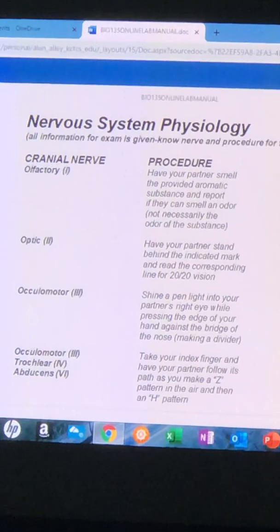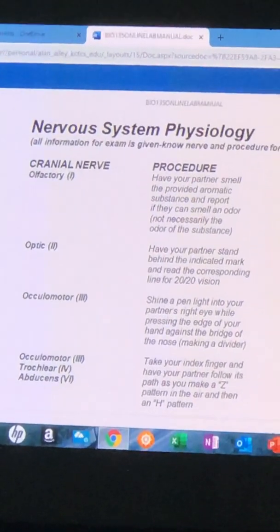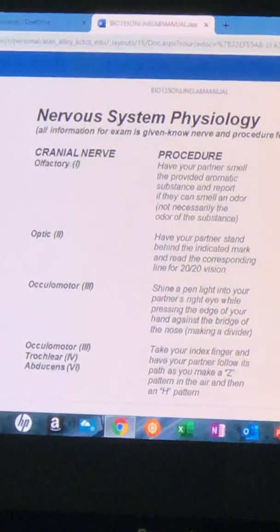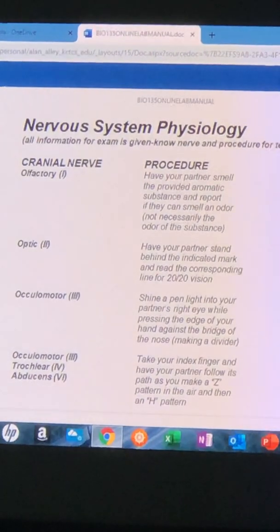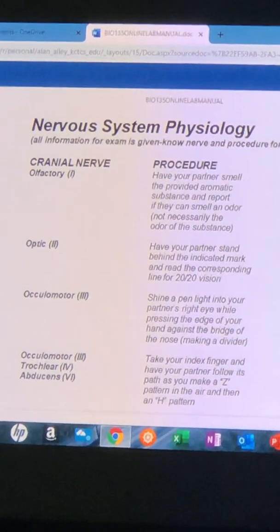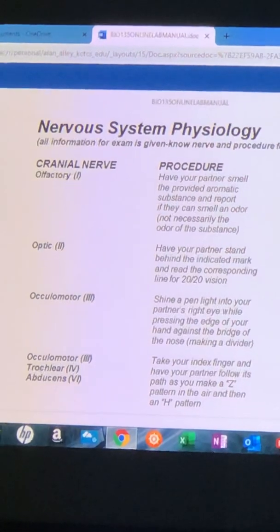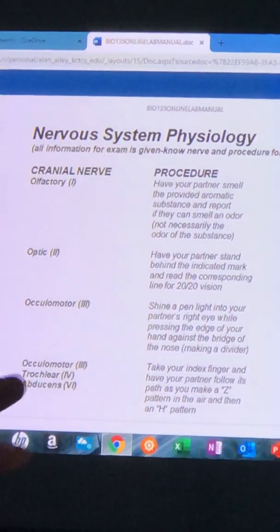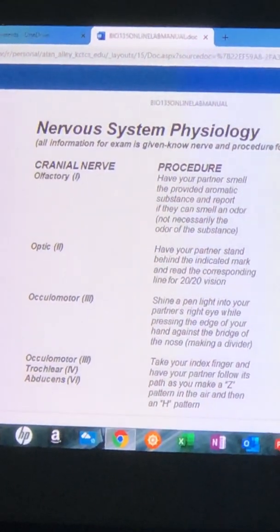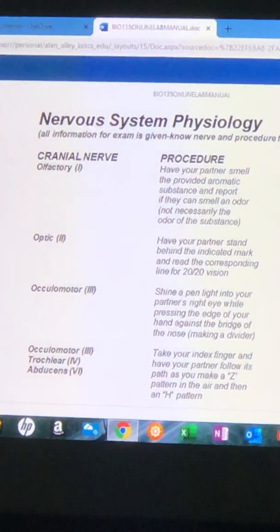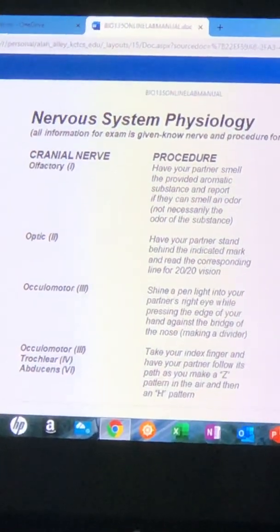20/20 actually means that you can see at 20 feet what the average person can see at 20 feet. If you have 20/10 vision, that means you can see at 20 feet what the average person can see at 10 feet, and vice versa. If you have 20/200, you can see at 20 feet what the average person can see at 200, which means you have very poor vision.